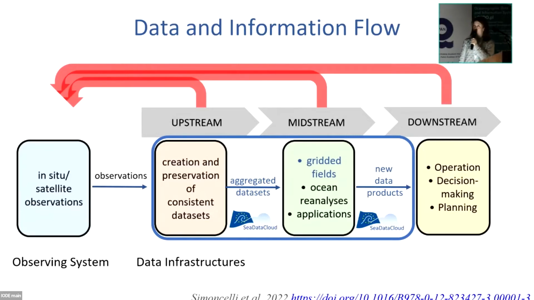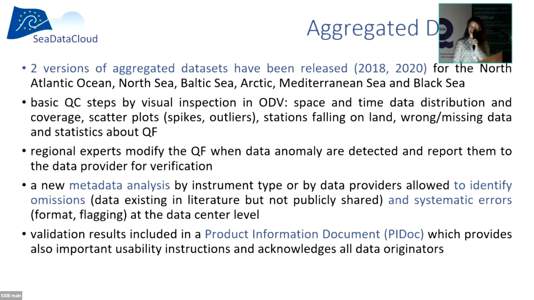We see on top of this data flow the services upstream, midstream, and downstream that we can improve through a continuous feedback loop from the different stakeholders that enter in this data value chain. But also we can provide recommendations on the quality of the data, but also on the quality of the observing system. So two versions of the aggregated dataset have been released for the European marginal seas.